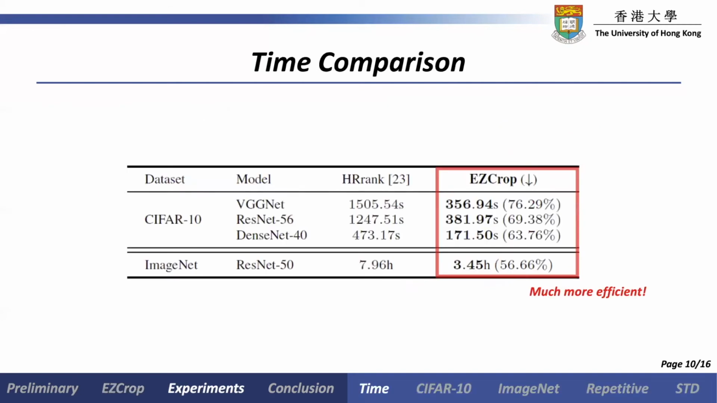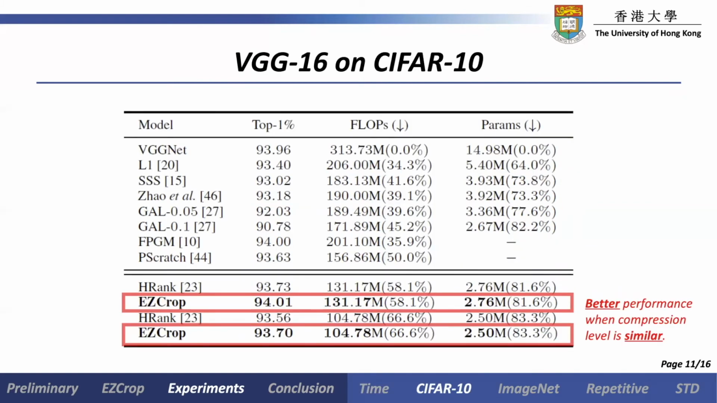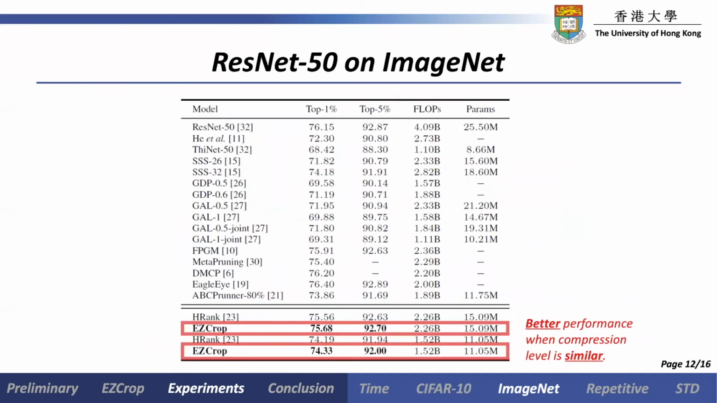Firstly, we compare the time to generate the filter evaluation metric. Apparently, the time required by EZCrop is much shorter in all models. Noticeably, the larger the dataset, the more pronounced the efficiency of EZCrop is. For the CIFAR-10 dataset, we take a look at the results of VGG16. It is obvious that EZCrop always gets better performance when compression level is similar. It beats HRank and other filter pruning approaches. For the more complex dataset ImageNet, we show the results of ResNet 50. The results are similar to VGG16 on CIFAR-10.